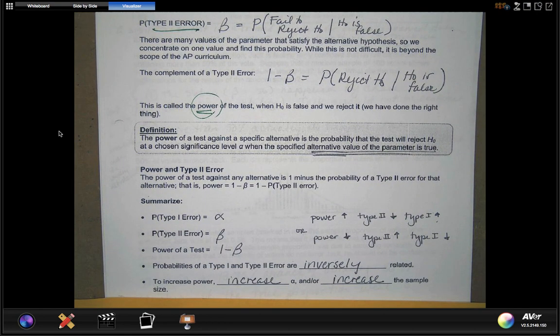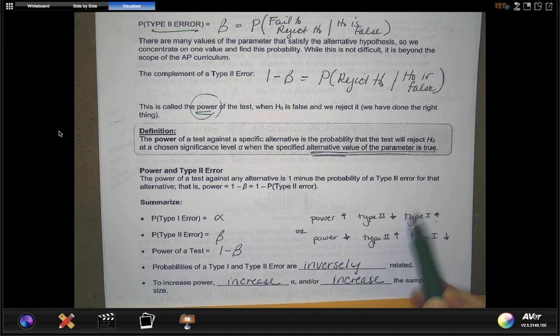If I want to increase my power, I'm going to increase my alpha, because that decreases my type 2, and then it'll increase my power. Or you can always increase the sample size. Bigger samples are always more powerful, okay?